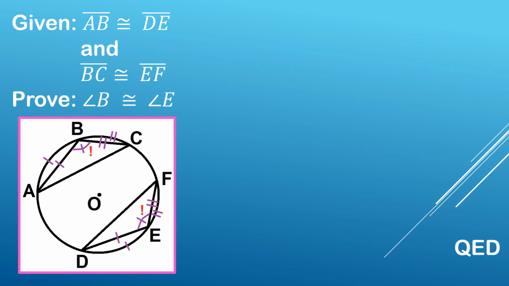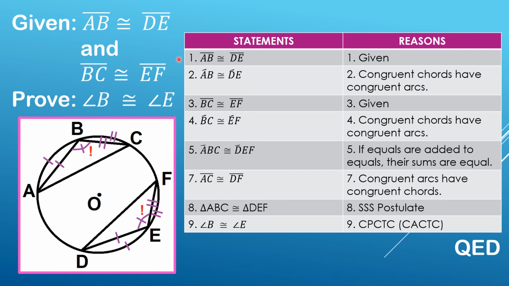Okay, so let's have the formal proof. Line segment AB is congruent to line segment DE, given, and it means that arc AB is congruent to arc DE. I'm sorry about the notation, because I think there's something wrong with the software here. The notation used in the equation was actually arc, but it changed in the actual slide. So arc AB is congruent to arc DE because congruent chords have congruent arcs.